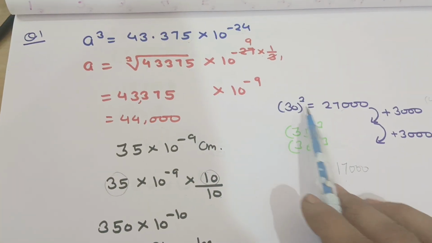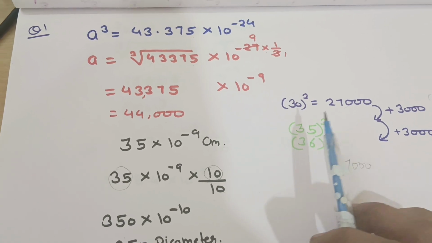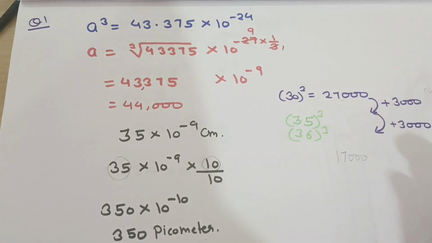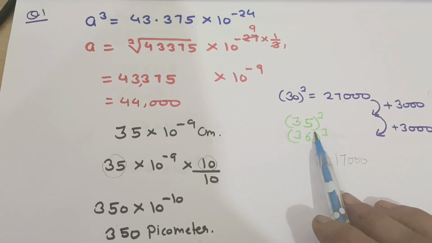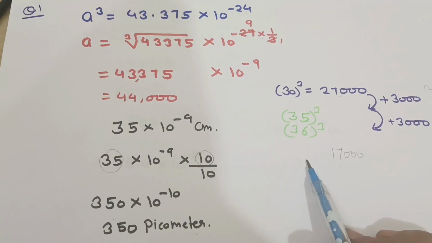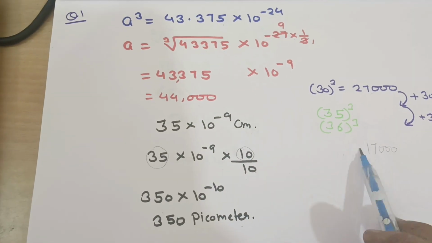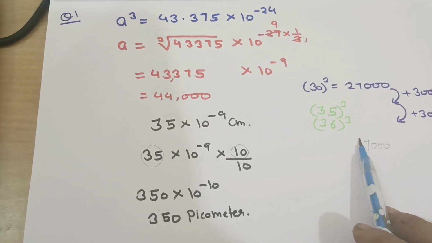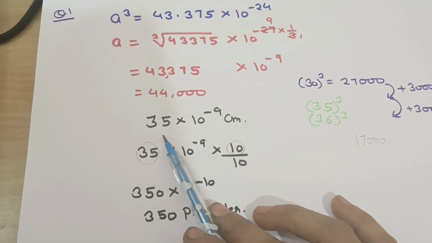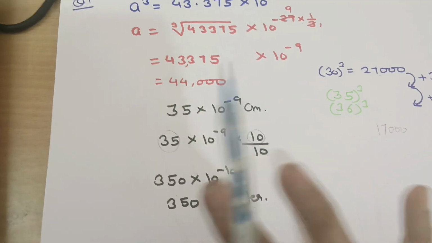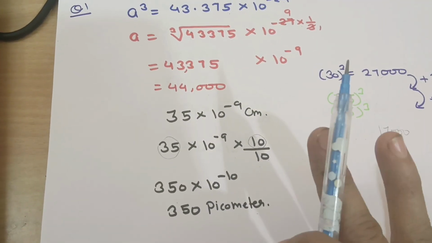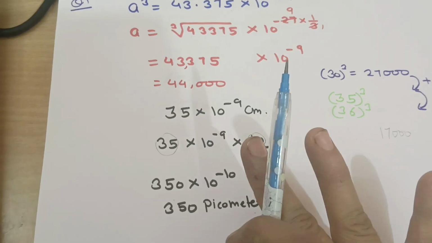Because 30 cube is 27,000. Next, how many 3,000s do we have to add to get 17,000? It is around either 35 or 36. The answer will be one of these two. So for example, it is 35 cube. 35 into 10 to the power minus 9 centimeter. Don't confuse yourself. Practice sometime. Sure, this is very helpful for you.